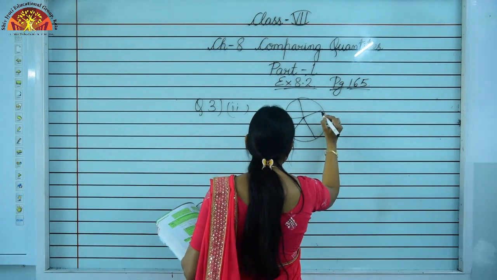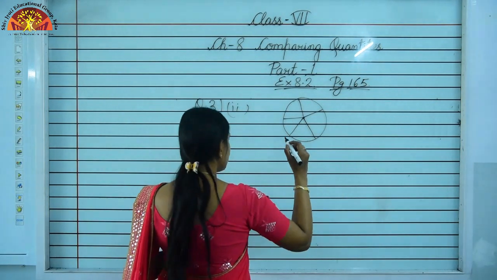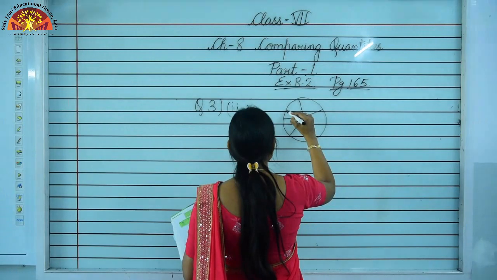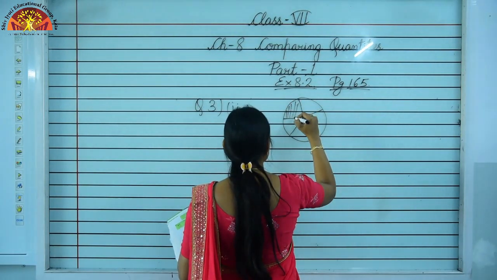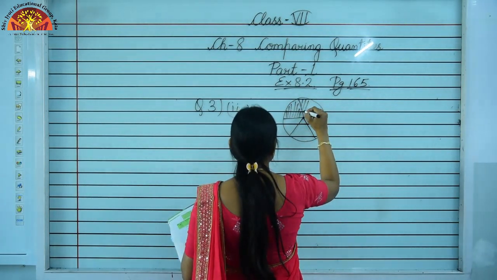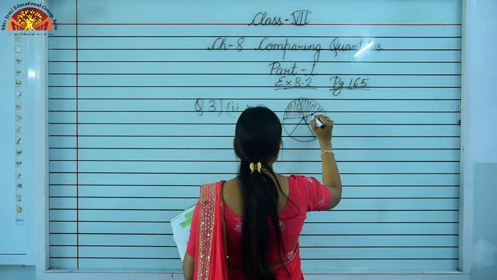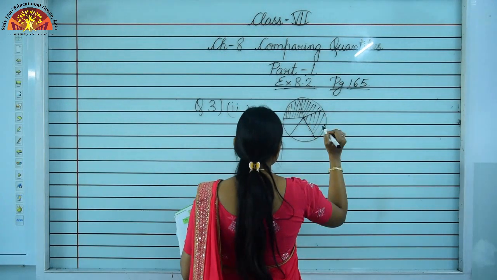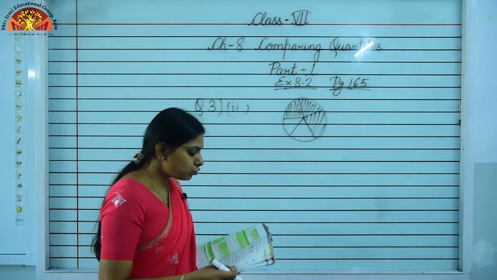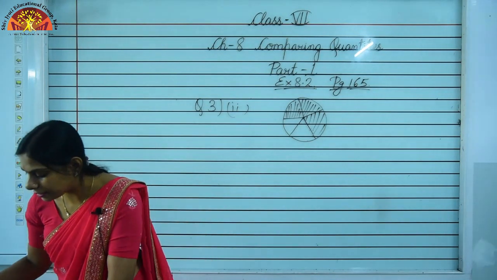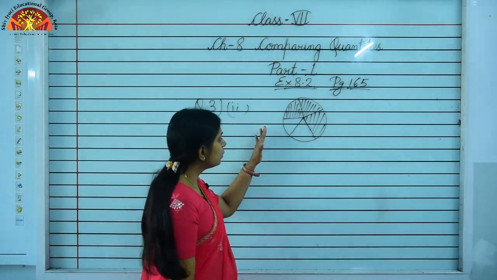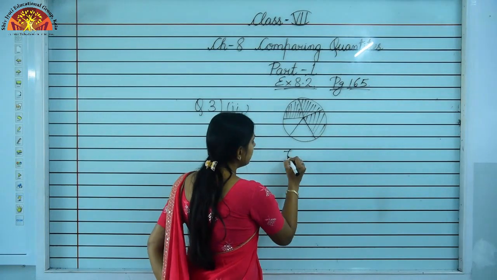Okay. So now how many parts are being shaded here? You can see that 3 parts are shaded. 1, 2, and this is the third part. Okay, so what you have to do, you have to find the percentage of area shaded. You can see how many total parts are there.